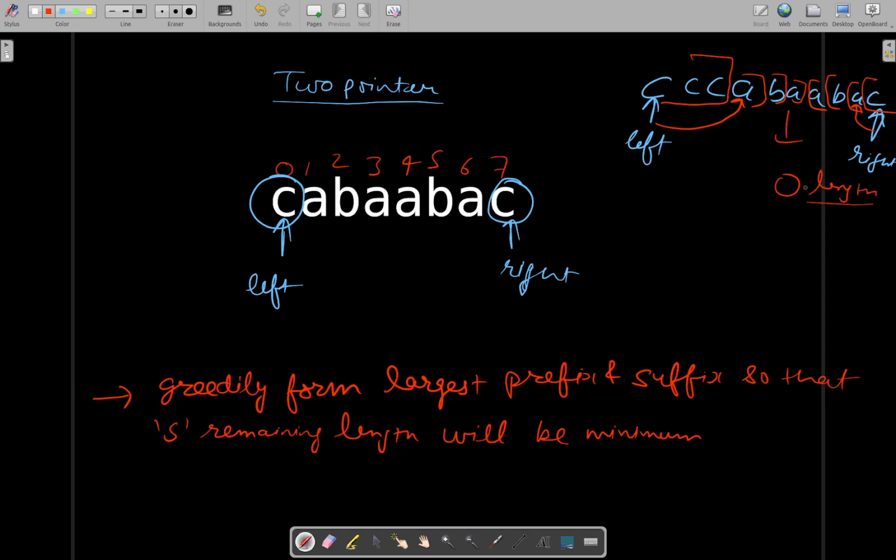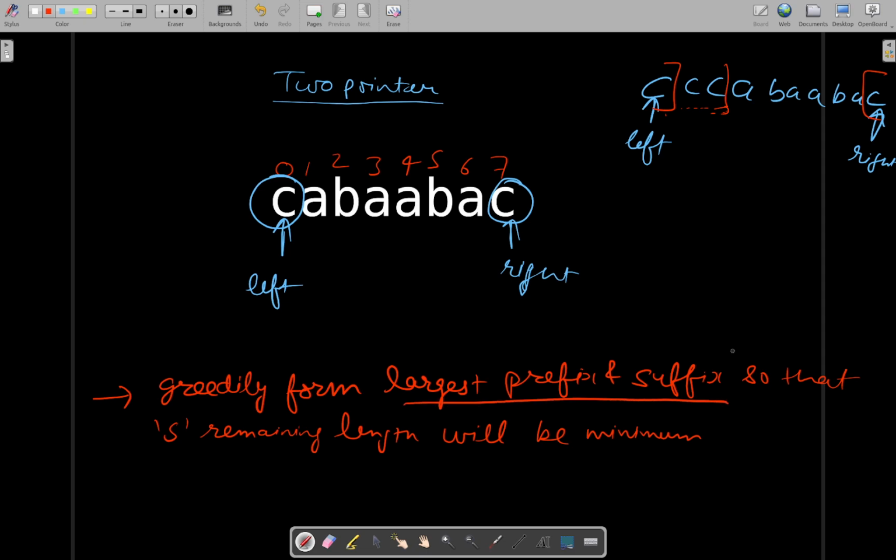Okay, but let's say if you would have picked only a smaller portion, this portion, it could have been extended to this particular c, but you didn't do so. Instead of that, you decided to limit yourself to here only, so it resulted in a larger length remaining string. Okay, so you should be picking the largest prefix and suffix that is possible. Okay, this is one condition.